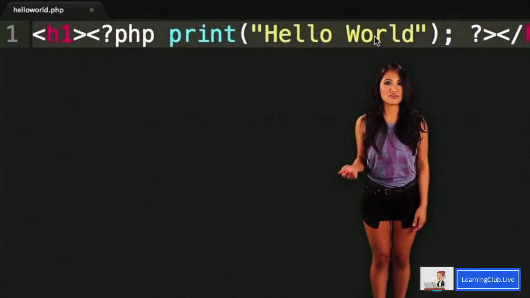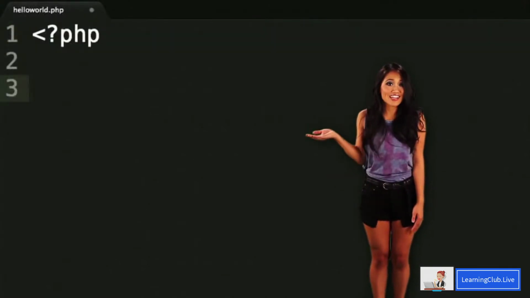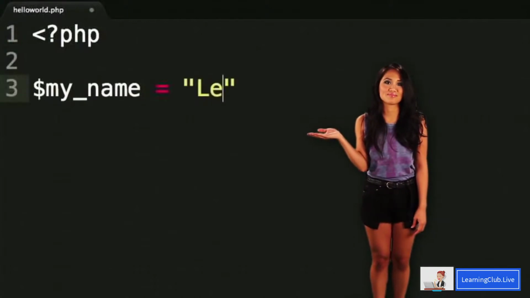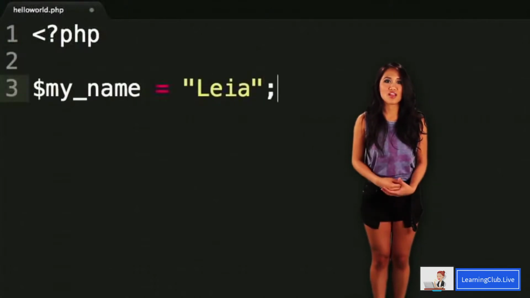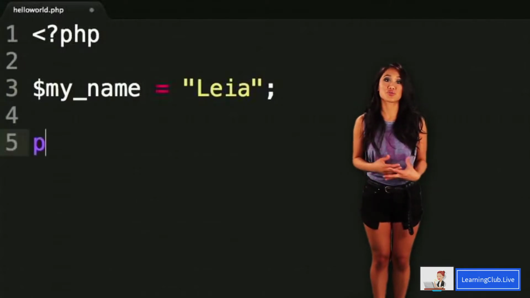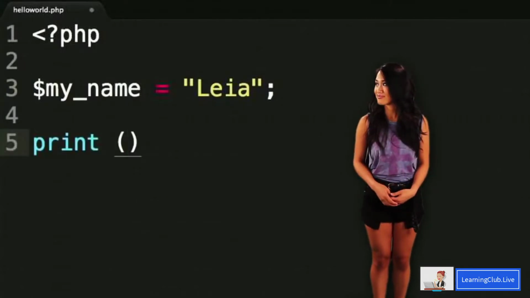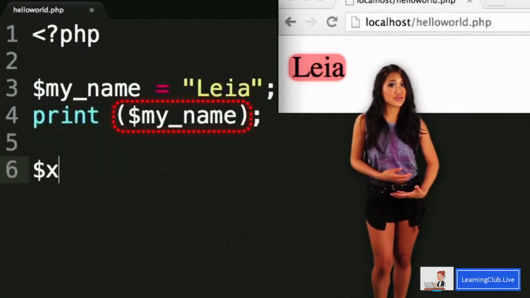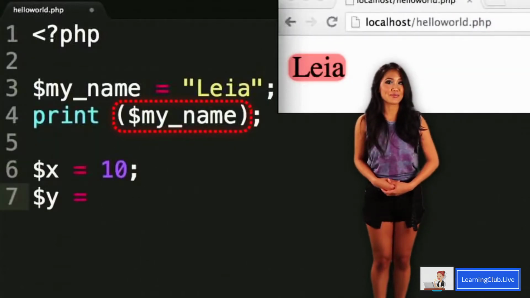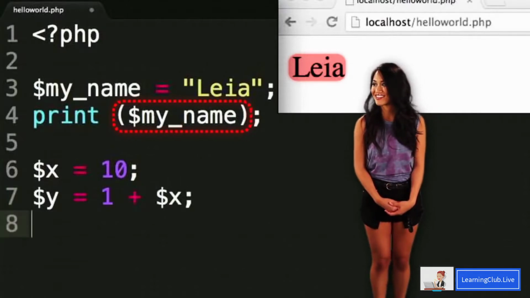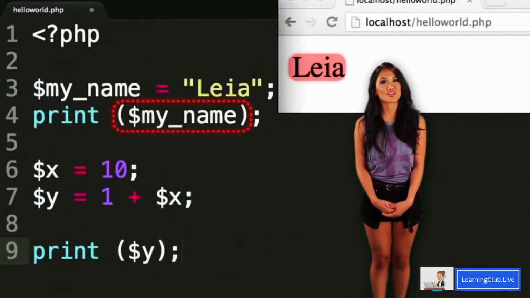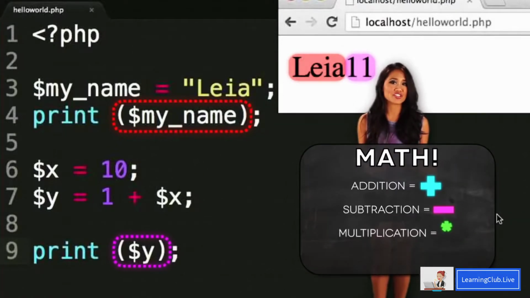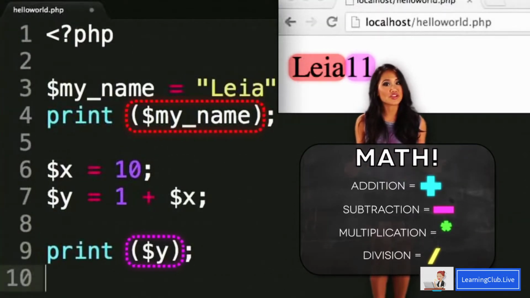Let's create a variable called my_name and assign it a value like "my name". We can now print this value to the screen like this. There are lots of things we can do with variables. We can do math, for example. The basic math operators are addition, subtraction, multiplication, division, pretty much what you'd expect.